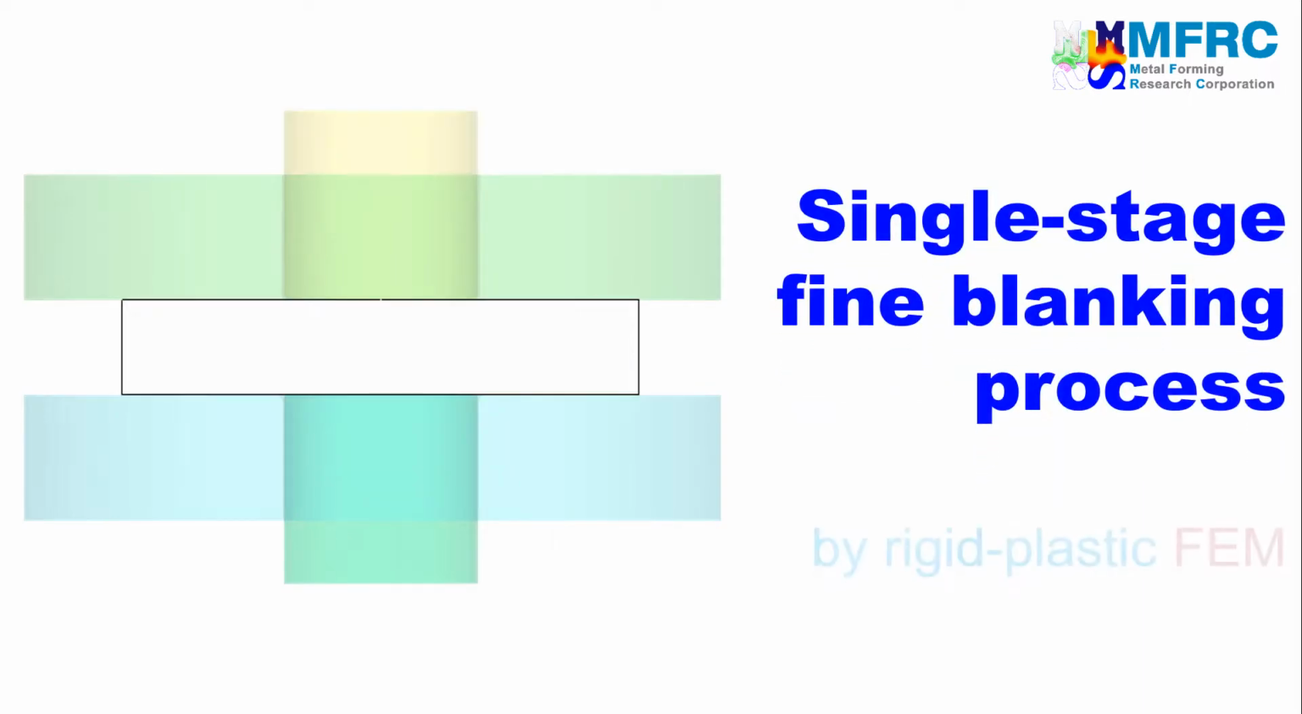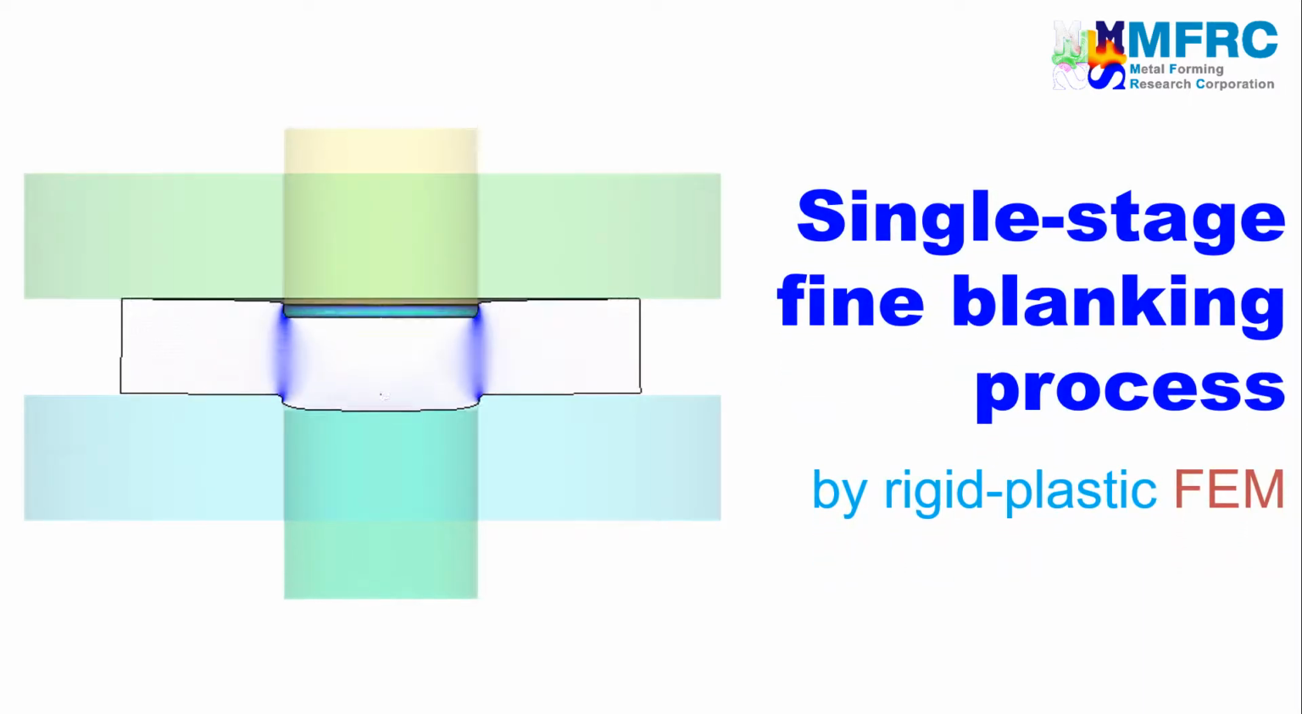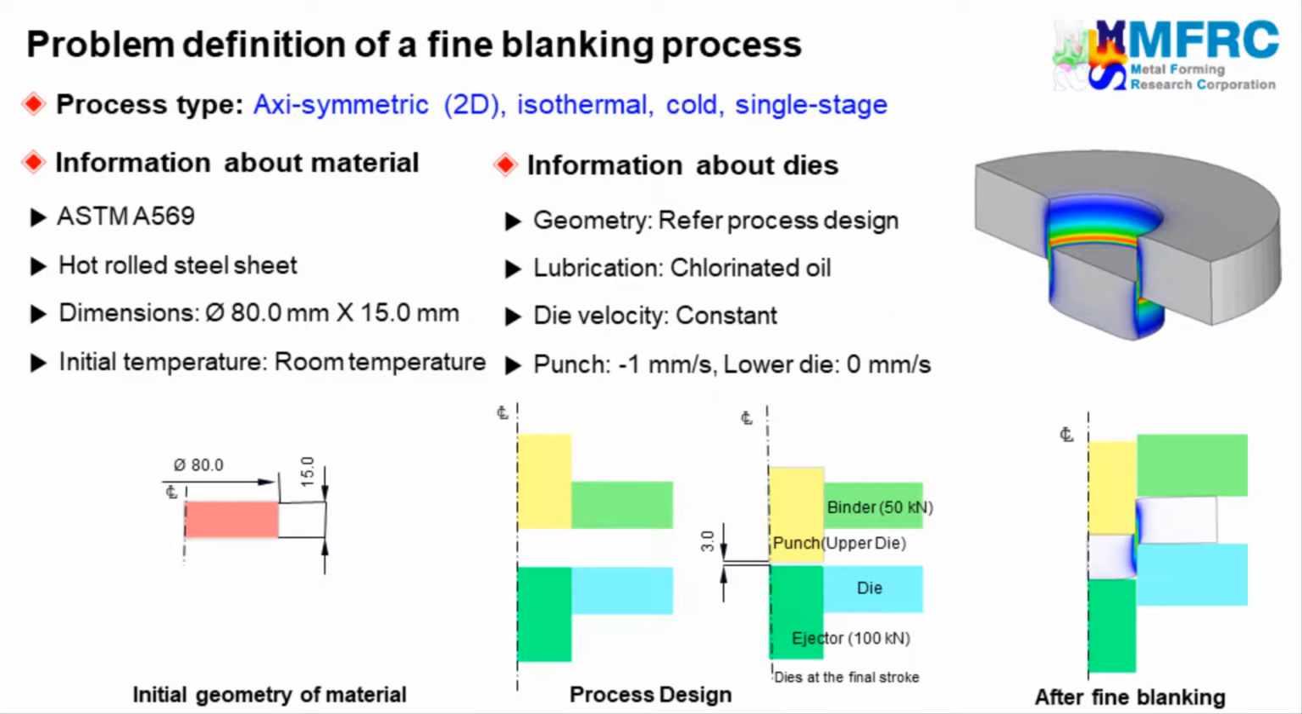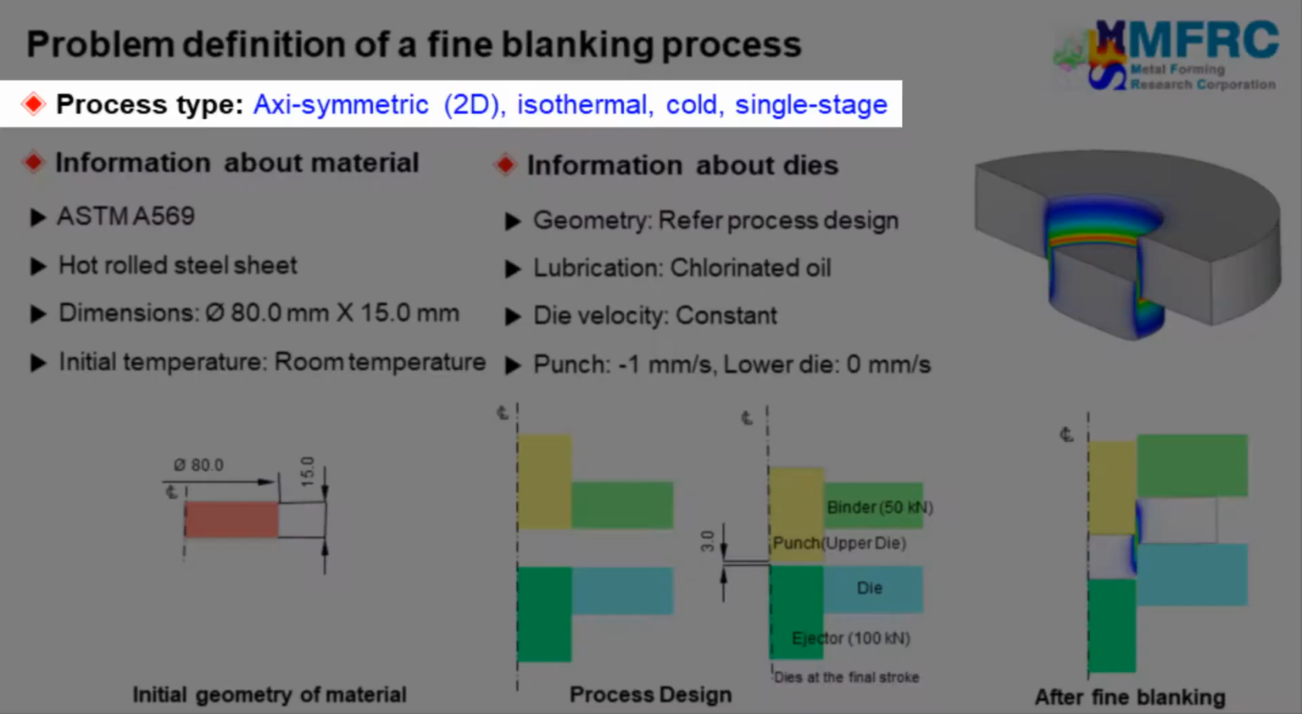In this video, you will learn how to simulate a single-stage fine blanking process using the isothermal module of AFDEX 2D, the intelligent metal forming simulator. Let's get started with the process type first.